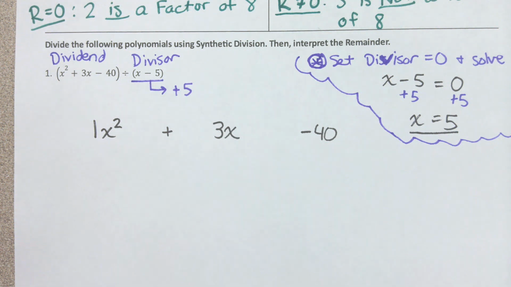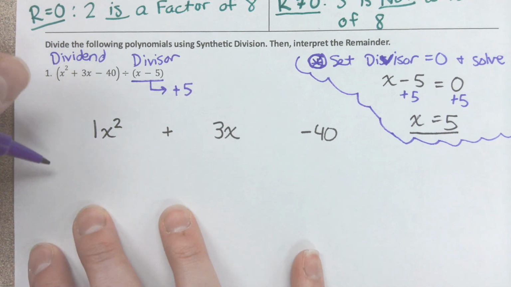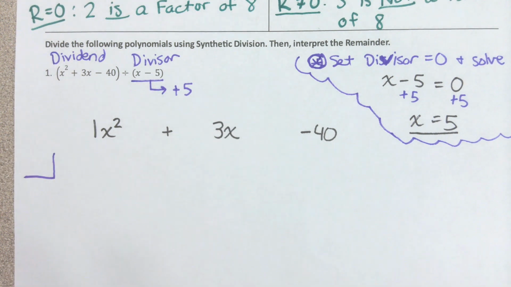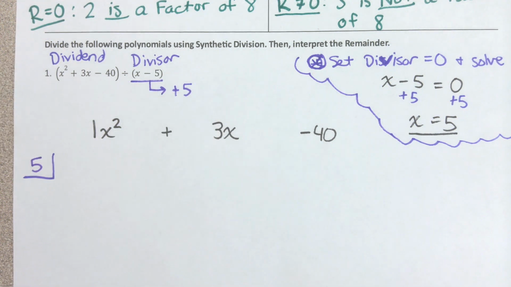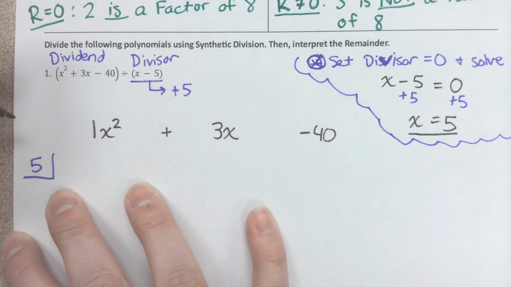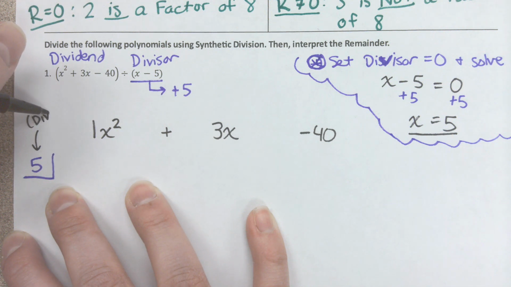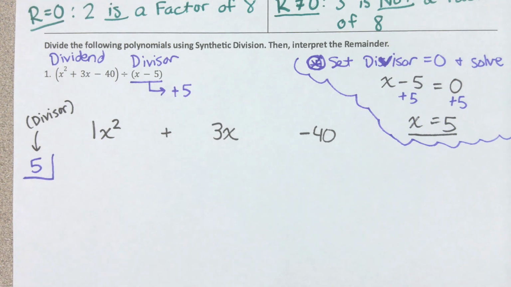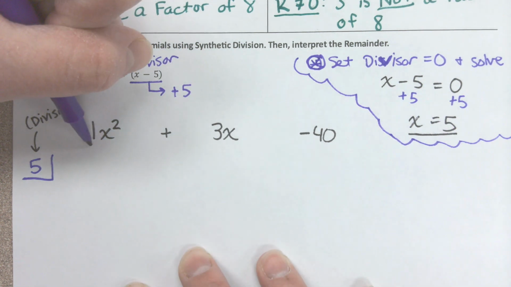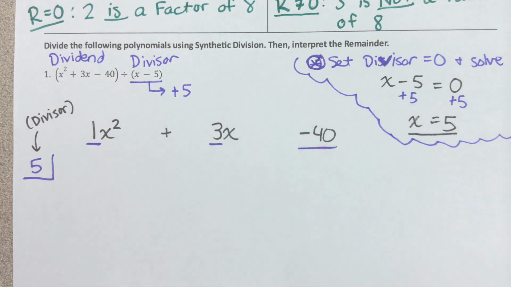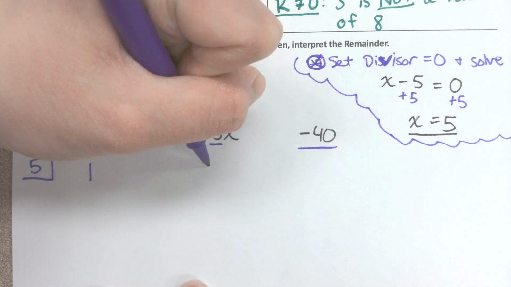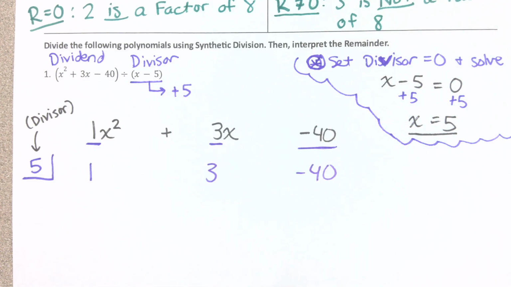Synthetic division, the first thing you're going to draw, and it looks a little weird the first time you see it, it's a little backwards L, and you put the divisor in it. Our divisor is plus 5, or just 5. And then we're going to take just the coefficients from the polynomial above, so the numbers in front of the x's, and we're going to use those. 1, 3, negative 40.